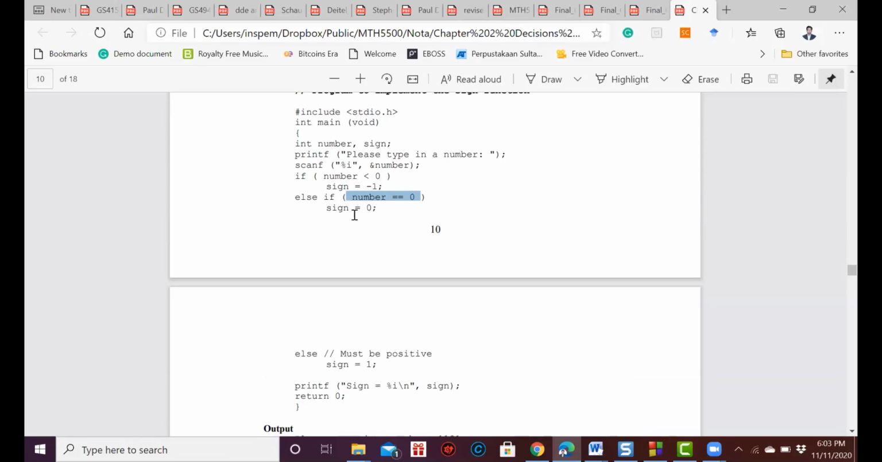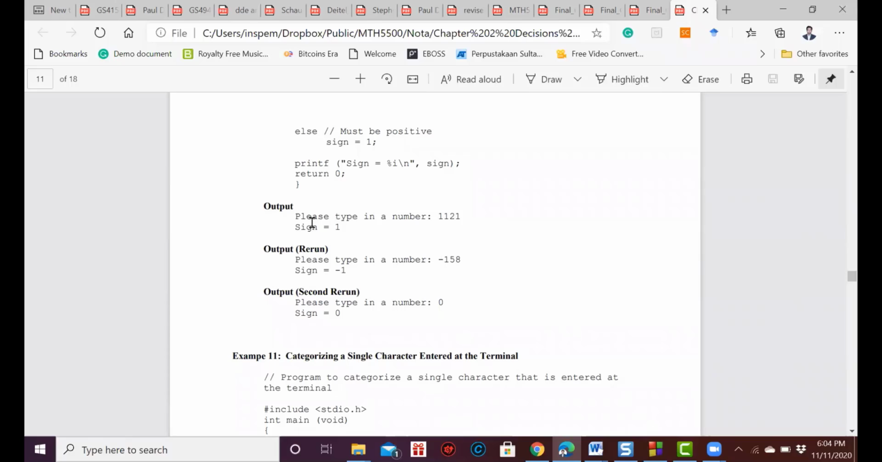Straightforward. This is a very simple multiple, or three-way, selection with different logic and different output statements. Here is the example output. Please type the number, for example 1121. So the sign is 1. Next we run again. If the number is -158, the sign is -1. If we enter the number 0, then the sign is 0. This one is very simple.